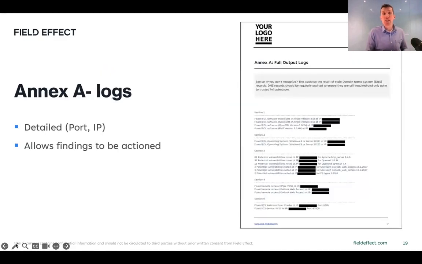As I mentioned earlier, Annex A has that detailed report that you're going to need in order to pivot off of the findings and actually start attacking some of these problems. And it's broken out nicely into individual sections so that you can find all of the ICS systems pretty easily by looking under Section 5.